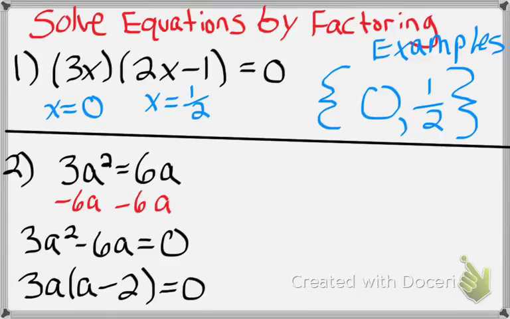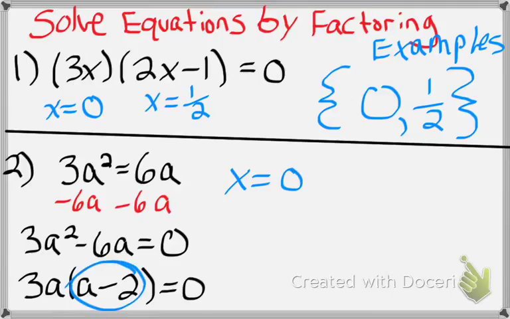Now you just have to find the two zeros. Ask yourself, 3a times what would make it 0? Well, the answer is 0. So that means one of your solutions is 0. It's just like the one up here, for the same reason. So one of your solutions is x equals 0.